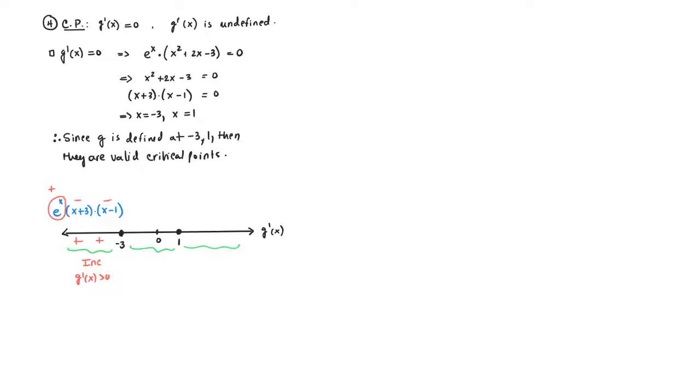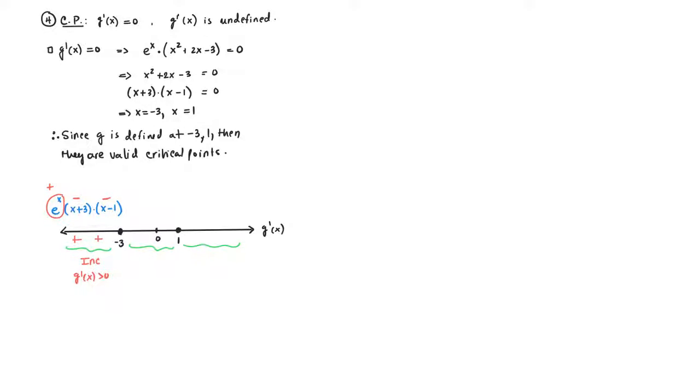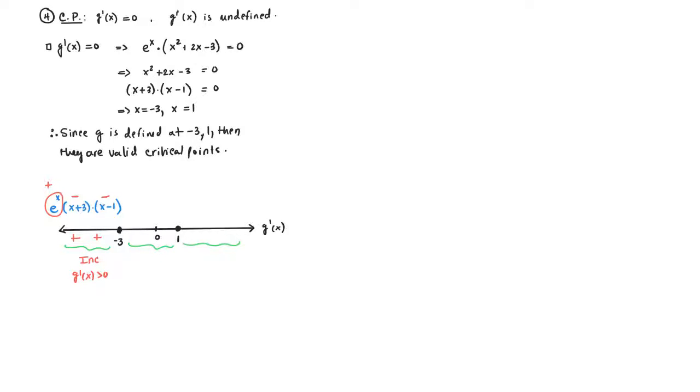Now we're going to go ahead and do the same thing for this interval. Let's choose 0. That's an easy one. So if we do 0, we're going to have 0 plus 3, which is positive. 0 minus 1 is negative. A positive times a negative is a negative. So I'm going to put minus signs. Then that means that my graph there is going to be decreasing because the first derivative is less than 0.